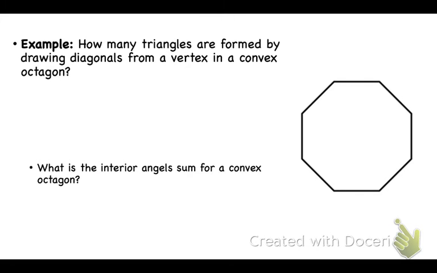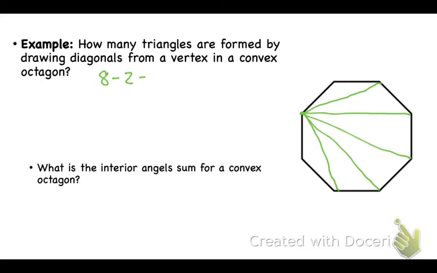So, example, how many triangles are formed by drawing the diagonals of the vertex of a convex octagon? Octagons, how many sides? 8. So I could draw them because I have it right here, or I could use my rule, which says n minus what? 2. So 8 minus 2 is what? 6. Do I have 6 triangles? 1, 2, 3, 4, 5, 6.